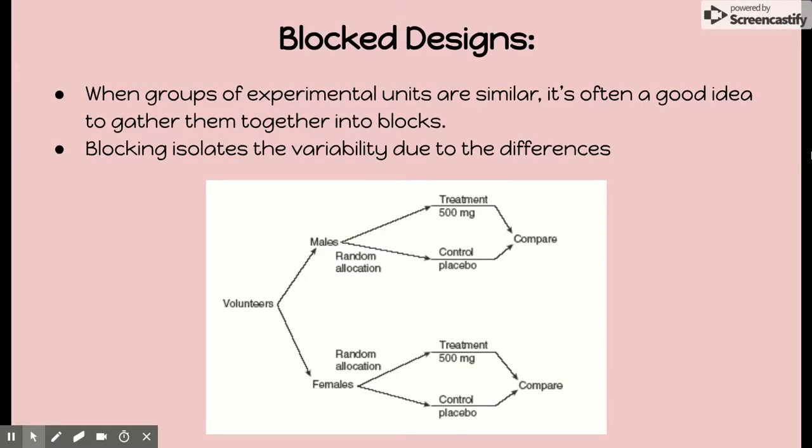First we're going to talk about block design. When groups of experimental units are similar, it's often a good idea to gather them together in blocks. By blocking, we isolate the variability attributable to the differences between the blocks so that we can see the differences caused by the treatments more clearly. In the picture down below, you can see that they're blocked by males and females, and you see the differences caused by the treatments more clearly. So it's a really good tool to use.